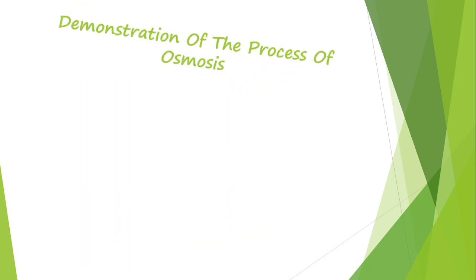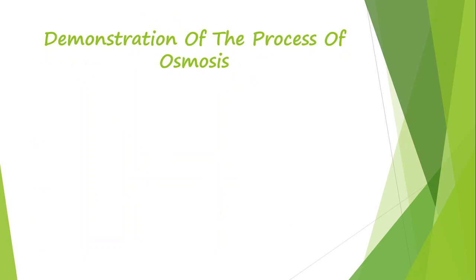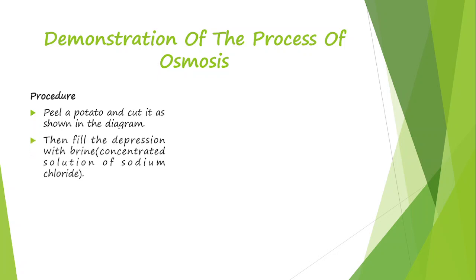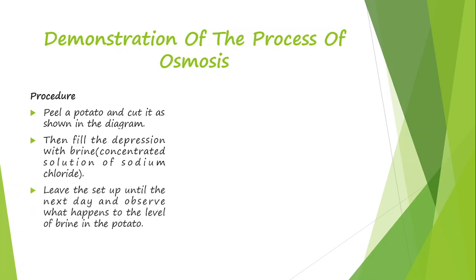Now moving on, let's see the demonstration of the process of osmosis. We've covered the diffusion process and how you can demonstrate it. So let's see how osmosis is demonstrated. Let's see the procedures. The first procedure is to peel a potato and cut it as shown in the diagram. Then fill the depression with the brine, that is the concentrated solution of sodium chloride. After filling it, leave the setup until the next day, and you can observe what happens to the level of the brine in the potato.